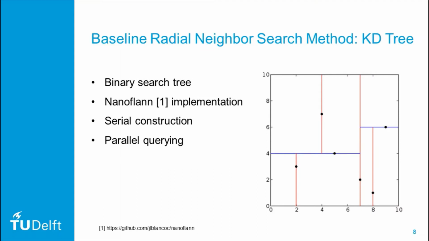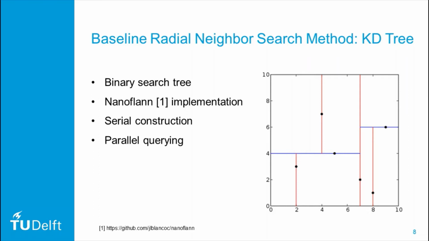The baseline version of BioDynamo uses a KD tree to find the neighbors within a specified range. A KD tree is a binary search tree where each node is a k-dimensional point in space. In the case of 3D agent-based simulations, these are three-dimensional points in Euclidean space. The baseline version of BioDynamo uses the open source NanoFLANN implementation. The tree structure is constructed serially by going over all agents. Once constructed, the neighbors of the agents can be queried in parallel.